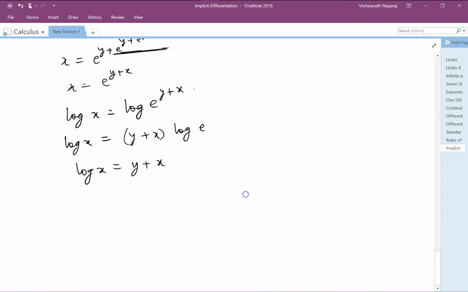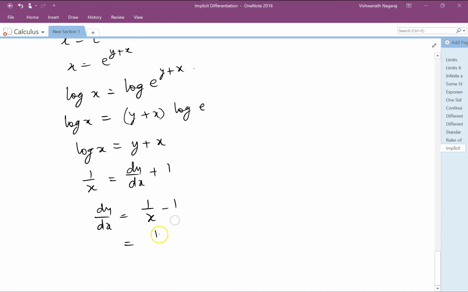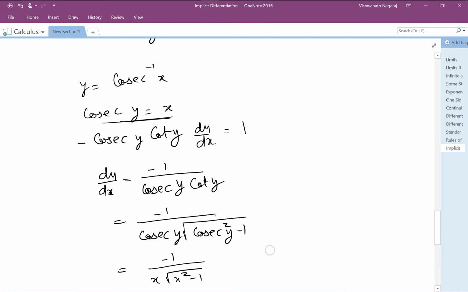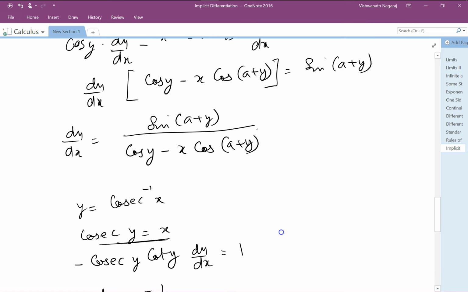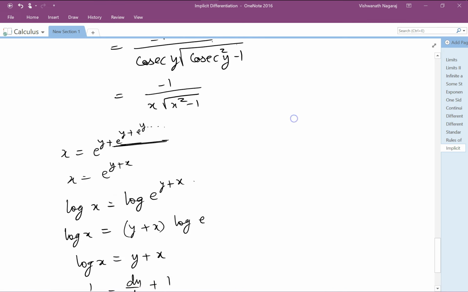Now let's differentiate this. If we differentiate it, what happens? We get 1 by x. So this will be dy by dx plus 1. So dy by dx would be 1 by x minus 1. That is, 1 minus x by x would be dy by dx. So as you can see, implicit differentiation is not very complicated.